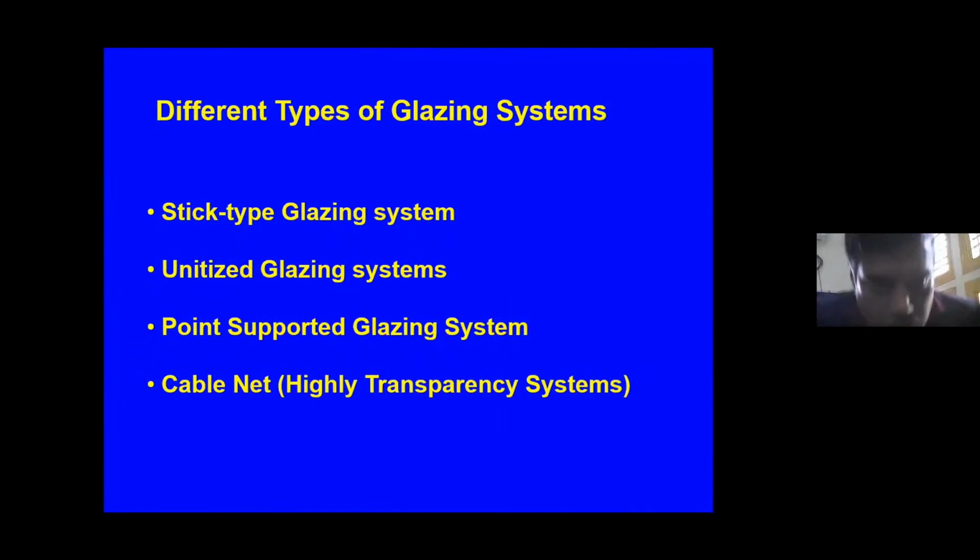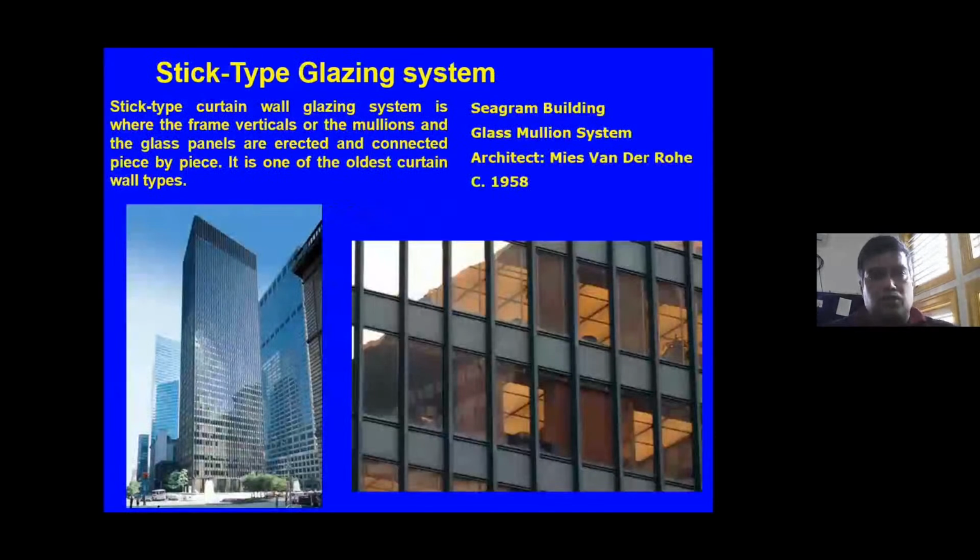Now coming back to the different kinds of glazing systems that we have. You all know about this, but specifically it's a stick glazing system. This is the oldest. Then there's the unitized glazing system, the point supported glazing system, and the cable net system. In fact, I'm going to show you a couple of the projects that we were involved in, point glazing and cable net, and some of the structures in cable net were one of a kind in the world when they were built.